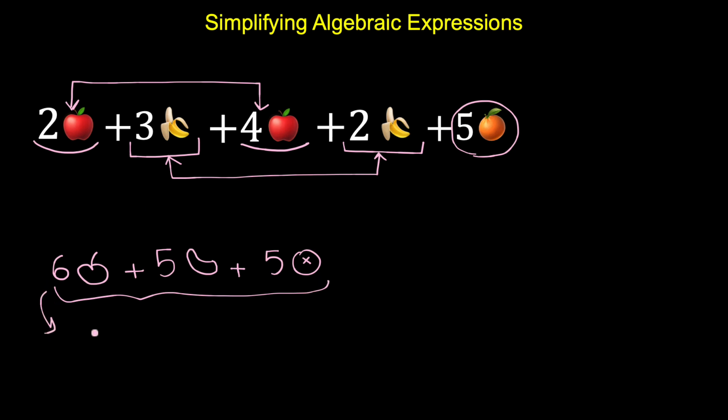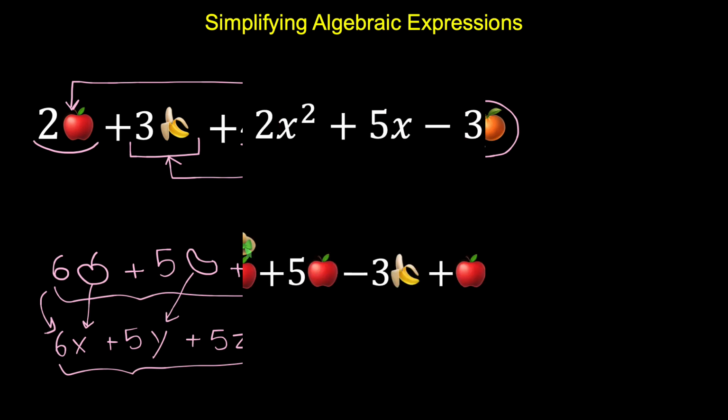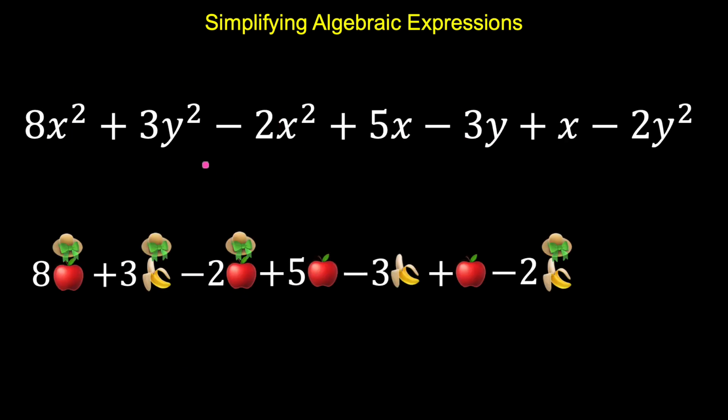and the real expression is 6x plus 5y plus 5z, because we consider apple as x, banana as y, and orange as z. So this is our simplified real algebraic expression. Now let's simplify another expression, and as you can see, we have variables with powers. So I want to explain with fruits again to make sure you understand it better.